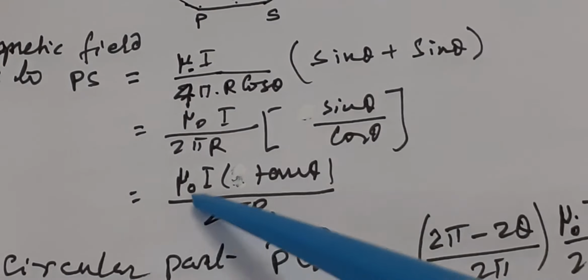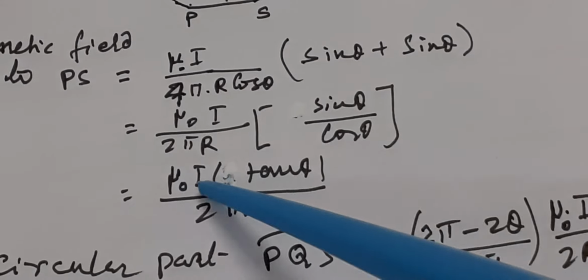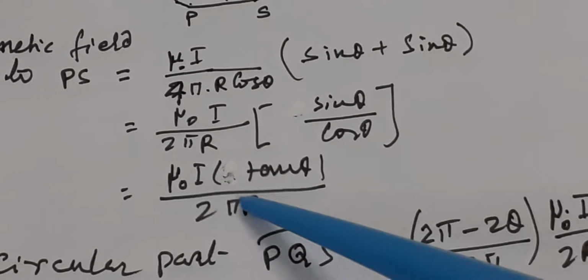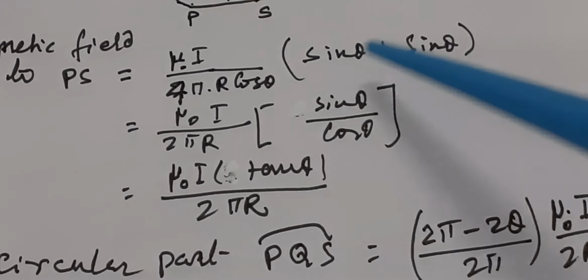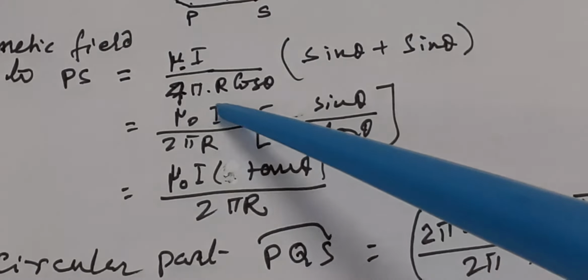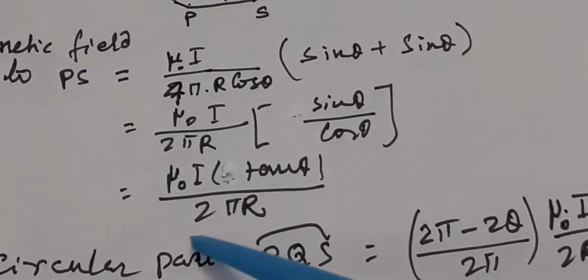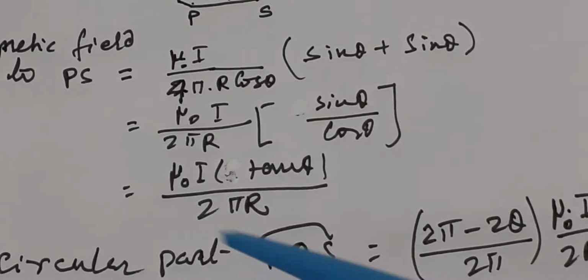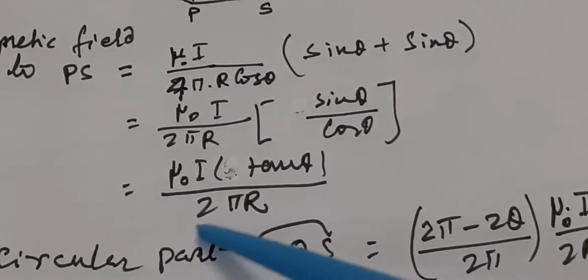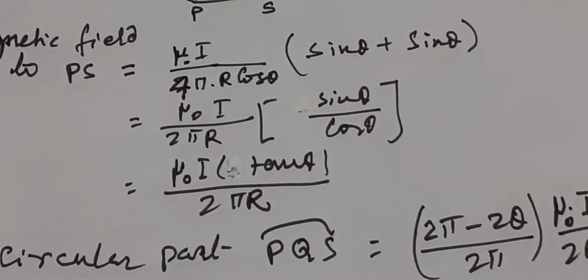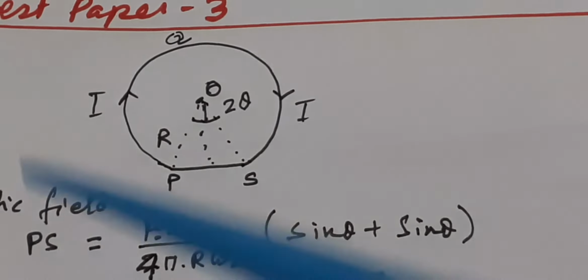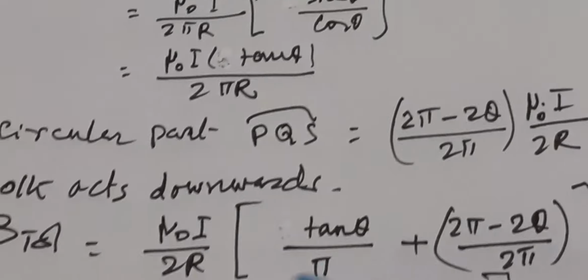Now we will get this expression, mu naught I tan theta divided by 2 pi r will come. You simplify from here, you will get sin theta by cos theta, and the 2 will cancel from here, 2 will come, and 2 pi r will be there in the denominator. Mu naught I tan theta by 2 pi r, you got for the straight wire. Then the curved portion is left.